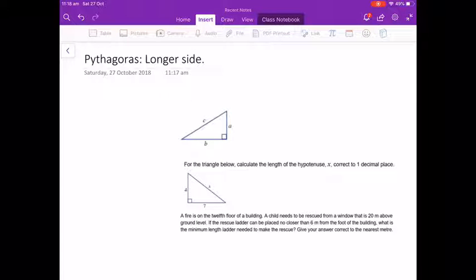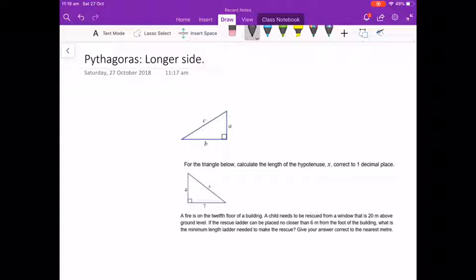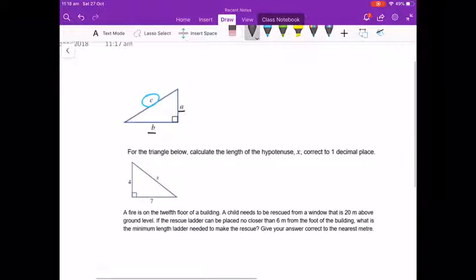Today we're going to be looking at using Pythagoras to calculate the longest side of a triangle, or the hypotenuse. Looking at our labelling, remembering that our C is our longest side, or our hypotenuse, and our shorter sides A and B are interchangeable. We're going to look at two examples today.